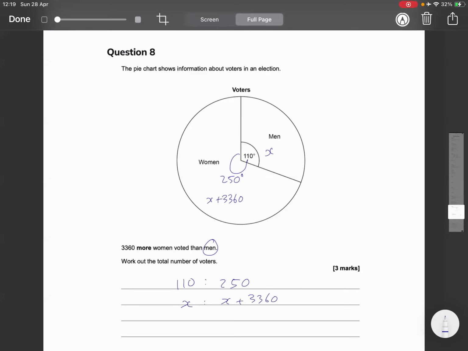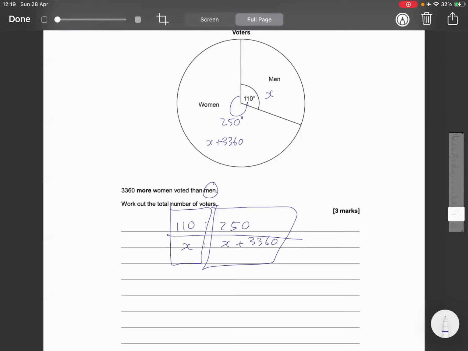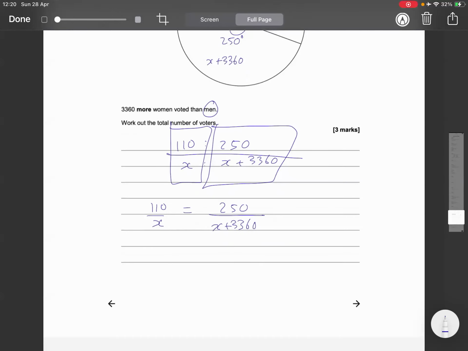Your method is perfect. I'll show you one repeatable method, okay? Draw a window and then divide. So 110 divided by X equals 250 divided by X plus 3360. Solve that and it's done. Isn't that longer? Not really, because it's the same as yours, 110X plus 110 times 3360.